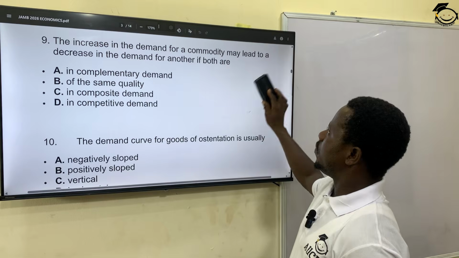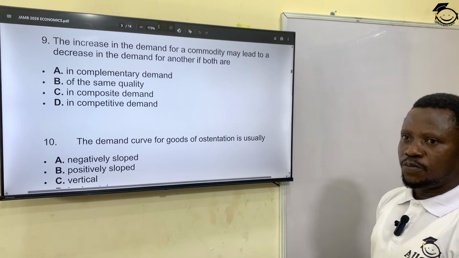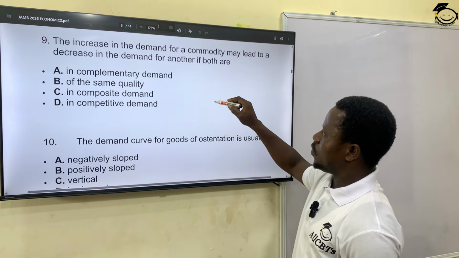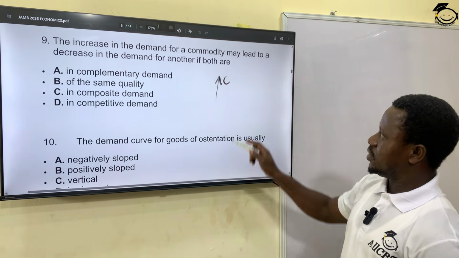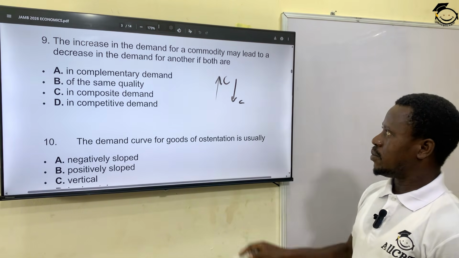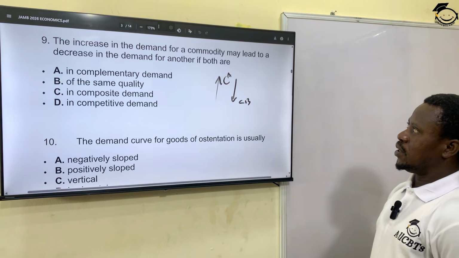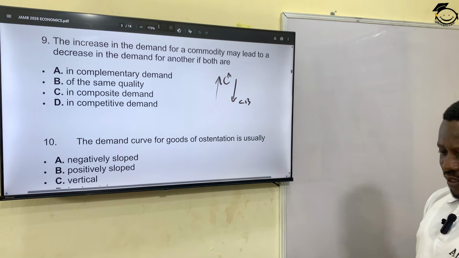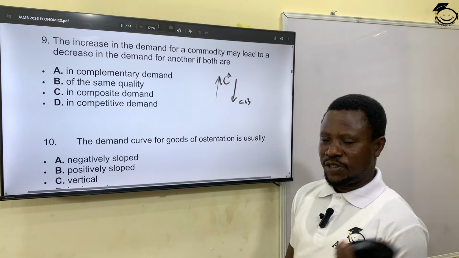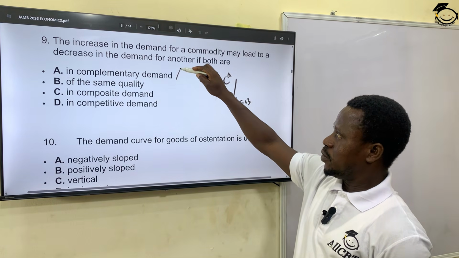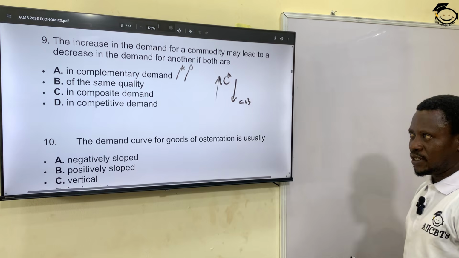The increase in demand for a commodity may lead to the decrease in the demand for another if both are... When you demand more of one commodity, commodity A increases while commodity B decreases. What type of demand is that kind of commodity? Are they complementary? If they are complementary, it means they go together. In other words, as A is increasing, B is assumed to also increase if they are complementary, because they are joint demand.